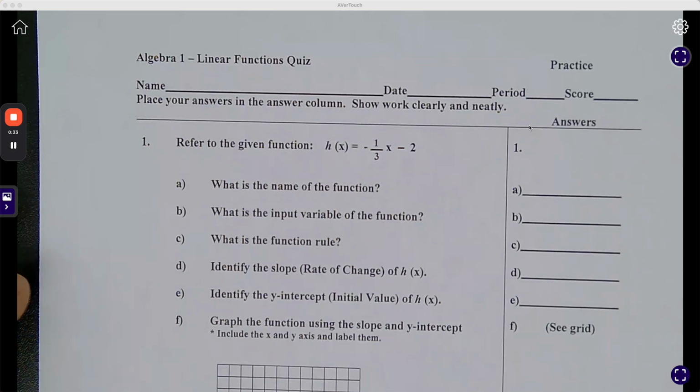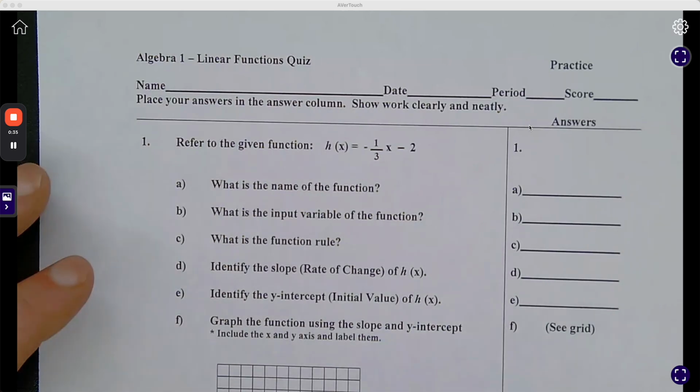Hey, we got a linear functions quiz coming up in some of our classes, so this is what you need to know. All right, here we go.